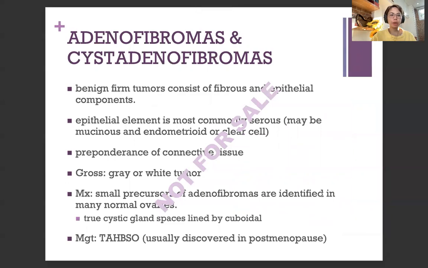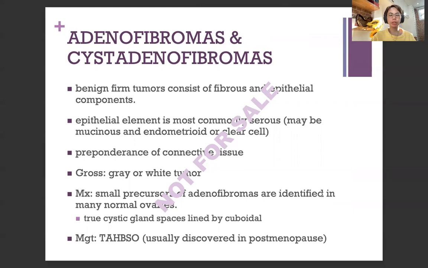Okay, adenofibroma or the cyst adenofibromas. These are another benign tumors consisting of fibrous and epithelial components. Epithelial element is most commonly serous, but may be mucinous, endometrioid, or clear cell. There is preponderance of connective tissue. It can be gray or white in color. Small precursor of adenofibroma are identified in many normal ovaries. True cystic gland spaces lined by cuboidal cells.